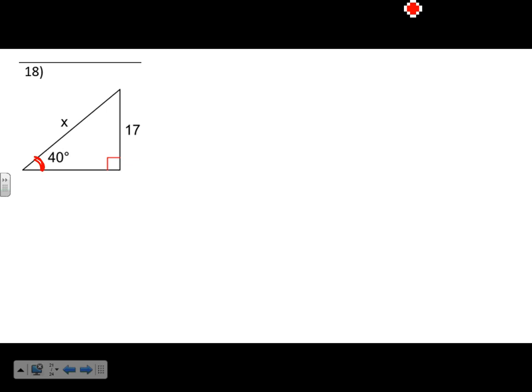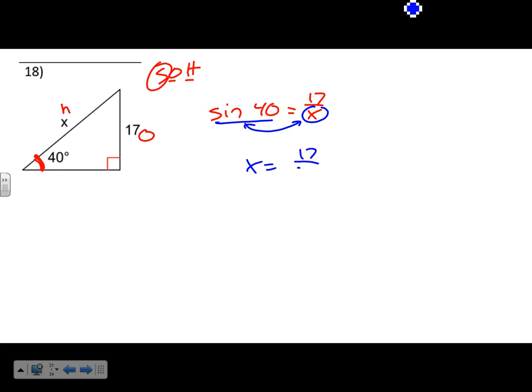This one, this is the angle we're talking about. So we have the opposite and the hypotenuse. So that's opposite hypotenuse, and that's the sine. So the sine of that angle is equal to the opposite over the hypotenuse. Again, we see that shortcut. That x is in the denominator, so that x and this can switch places. So x is equal to 17 over the sine of 40. Again, the long way to do that is to multiply both sides by x, and then divide by the sine of 40. And in your calculator, 17 divided by sine of 40 is 26.45.